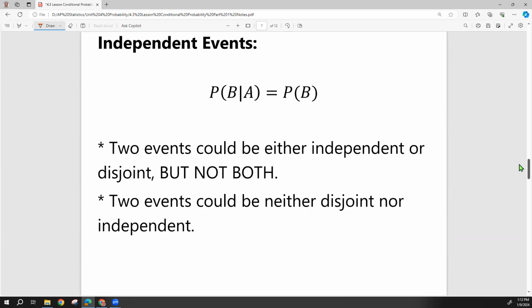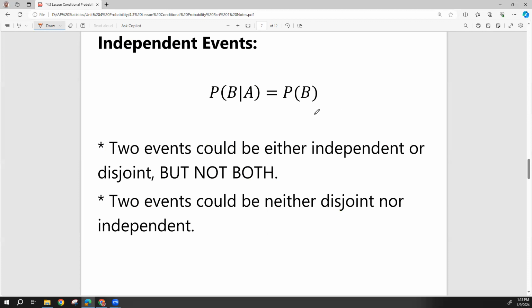So we can use conditional probability to determine if two things are independent of each other. Sometimes it's pretty clear that two things are independent. So rolling a die and flipping a coin are two independent things. Getting a 6 on a 6-sided die does not change the probability that I flip a coin and get tails.